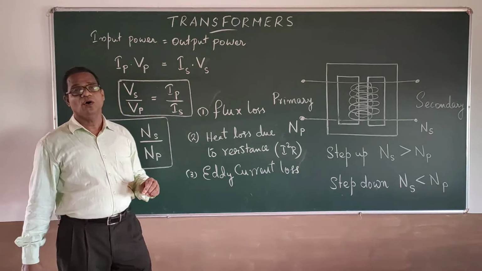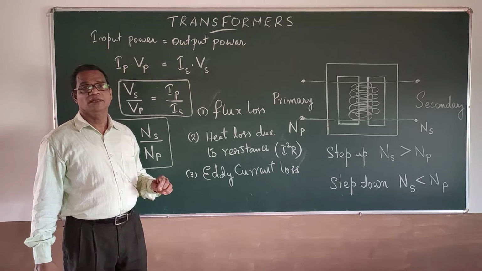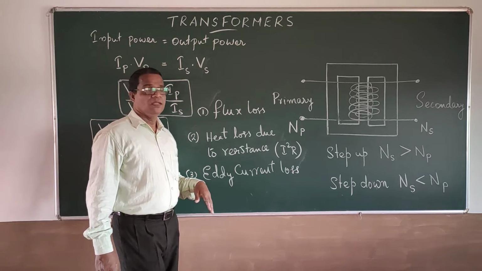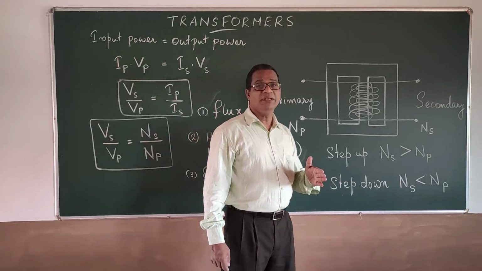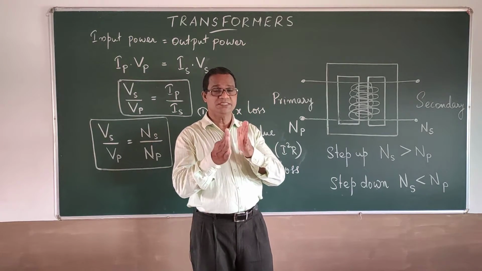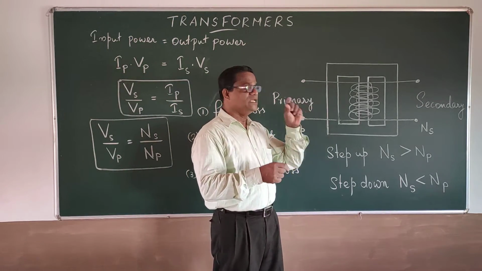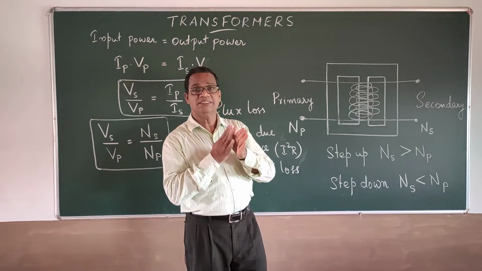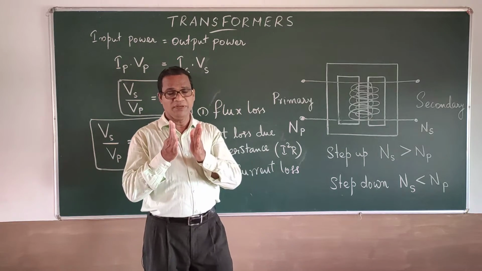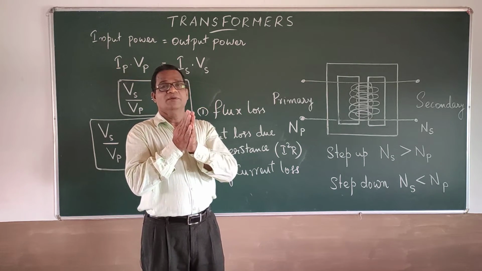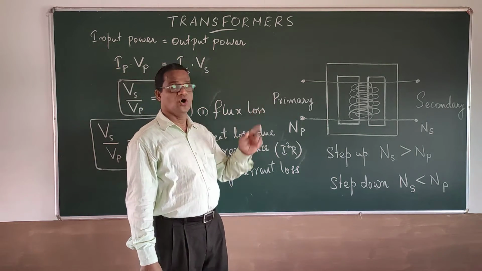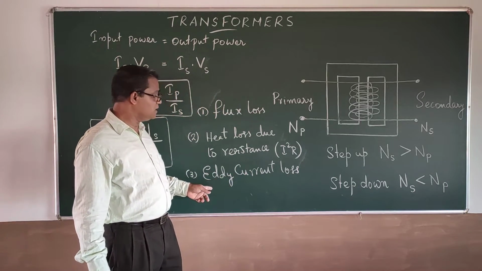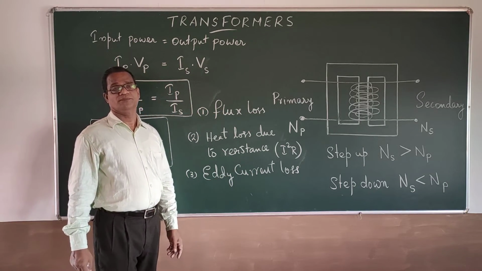This eddy current loss is reduced by using laminated iron sheets coupled together. That means instead of taking a single thick core, slices of it are taken and the laminated slices are pasted together to make the core. That way we can minimize the eddy current loss.